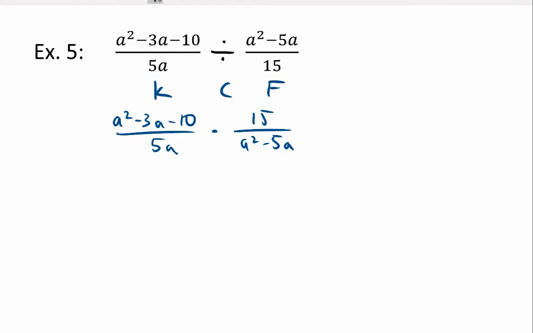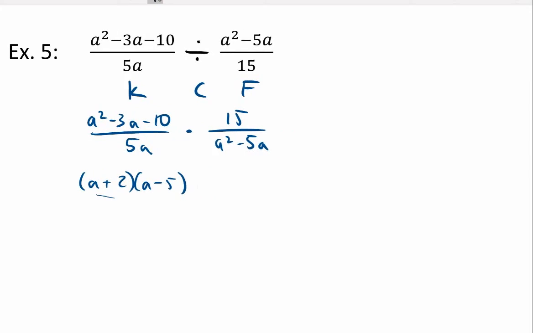Now I'm multiplying rational expressions, so I'm going to do my process where I multiply the numerators and denominators, but it's going to be much, much, much simpler if I factor and cancel first. So I'm going to factor. If I factor the top left, I have a plus 2 times a minus 5. That still is over 5a.